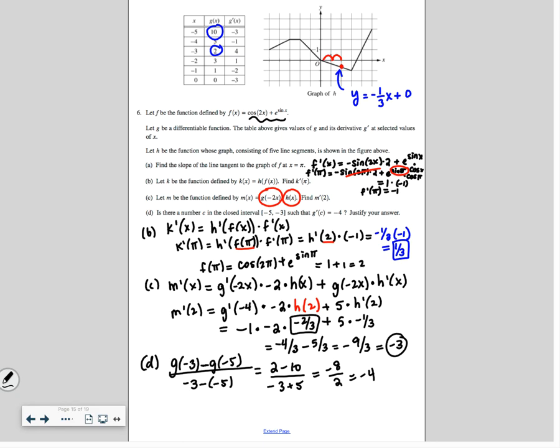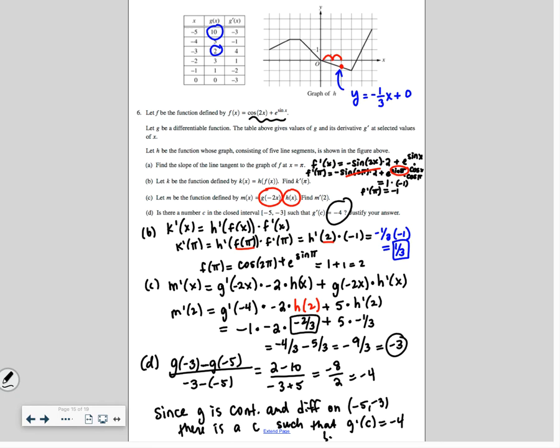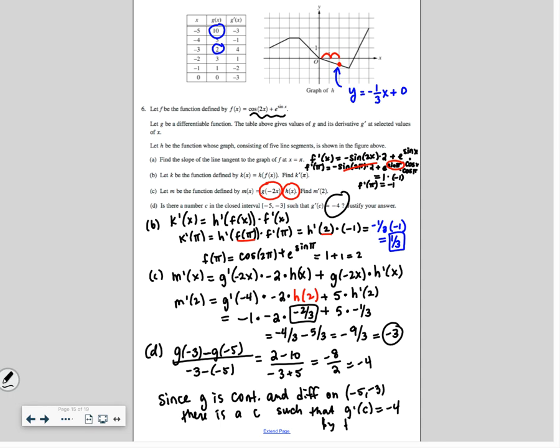Okay, and that's what I want. I want it to be equal to whatever number I had right here. Okay, if it's equal, then that's good for us. That means that, yes, there is something. So we need to say, since g is continuous and differentiable on the interval -5 to -3, there is a c such that g prime of c is equal to -4. And you can write by the MVT if you really want to, by the MVT if you want to really impress them.